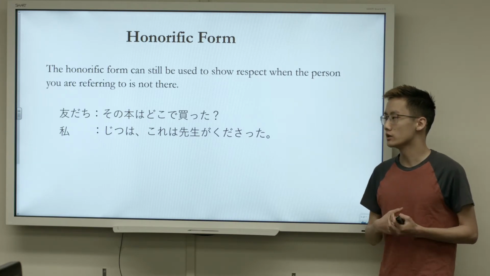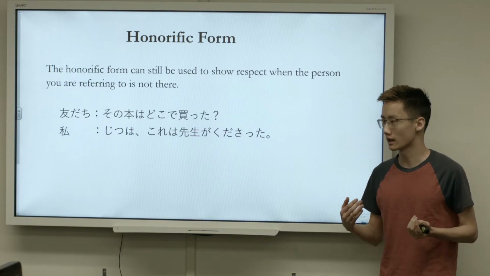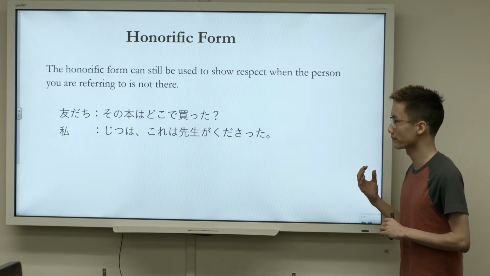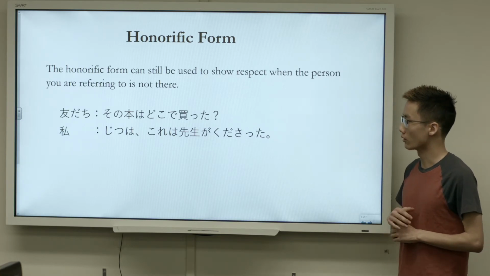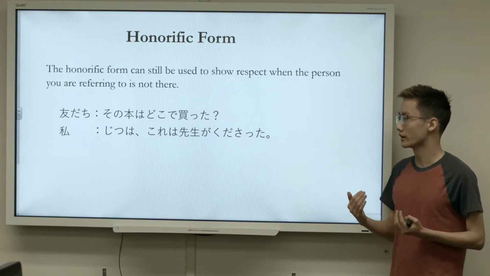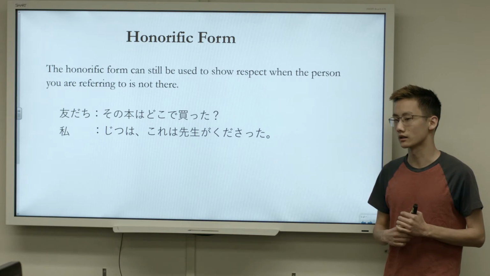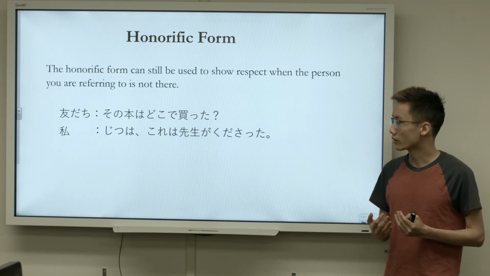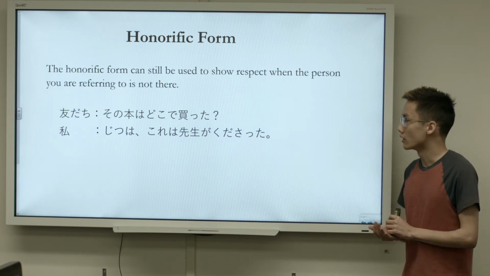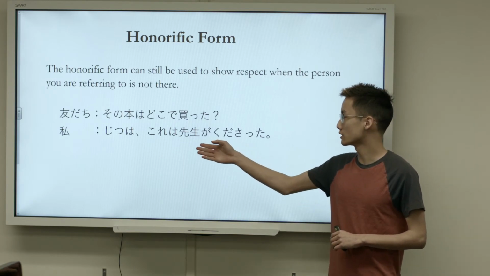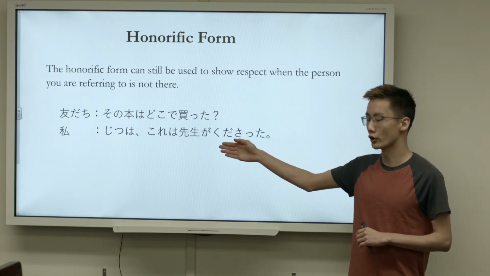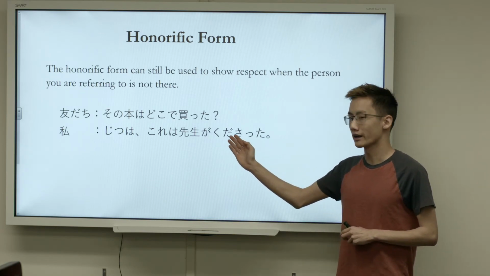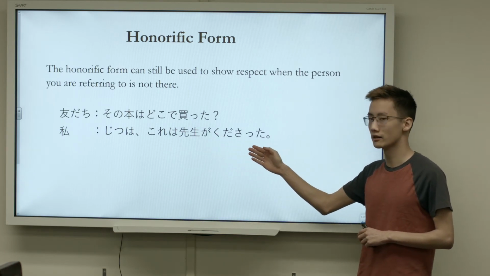So the honorific form can still be used to show respect even when the person you're referring to is not there. And you can even use the honorific form in a casual setting, or in its casual form. For example, your friend is talking to you, and they ask, Sono hon wa doko de katta? That book, where'd you buy it? And then you could respond, Jitsu wa kore wa sensei ga kudasatta. So you're still showing respect to your professor by putting the verb kureru in its honorific form, kudasaru, but you're talking in a casual setting to your friends, so you say kudasatta instead of kudasaimashita.